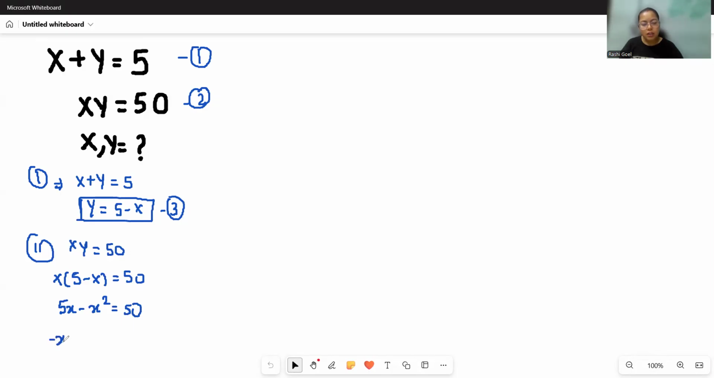Or we can write it as negative x square plus 5x equals 50. Now, this becomes negative x square plus 5x minus 50 equals 0. So x square minus 5x plus 50 equals 0.